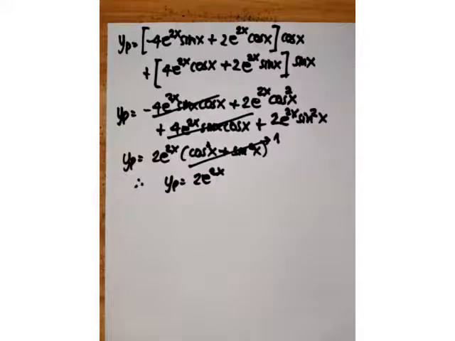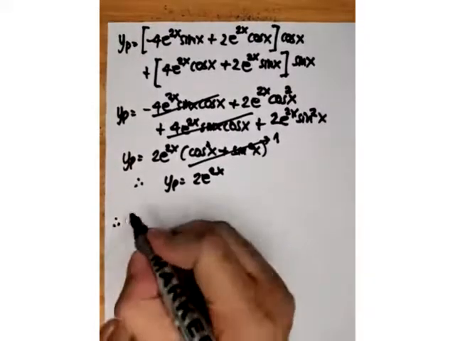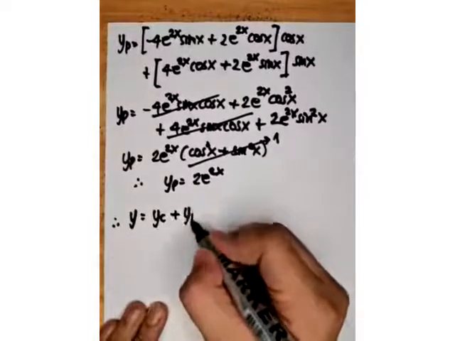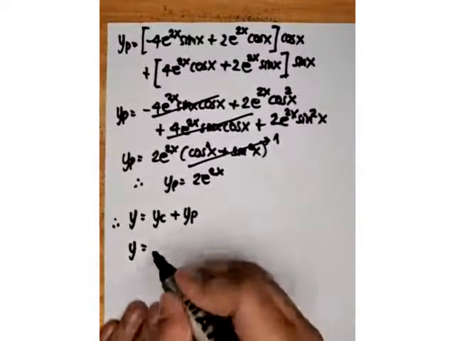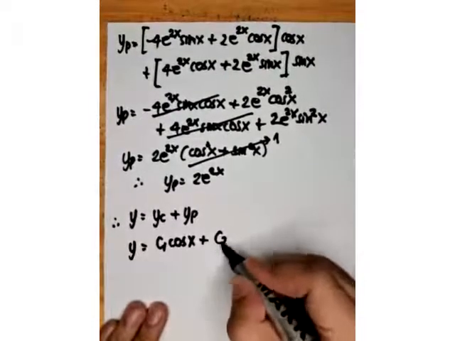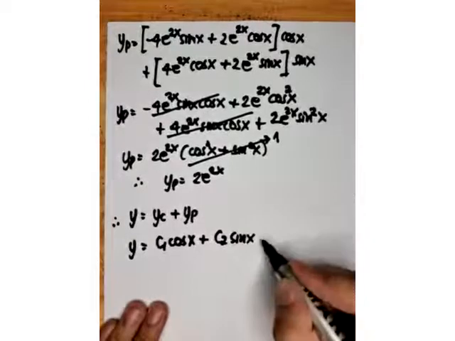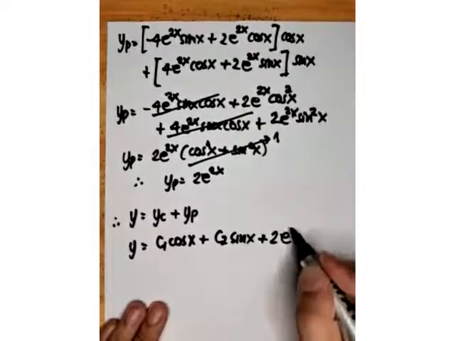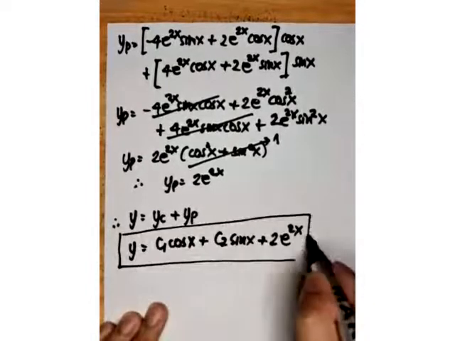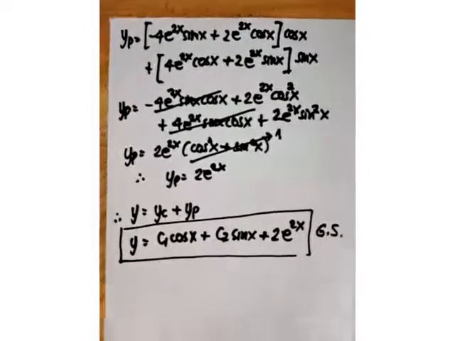Okay? So therefore, y natin ay equal siya sa yc plus yp. So y therefore is c1 cosine x plus c2 sine x plus 2e raised to 2x. So this is our general solution.